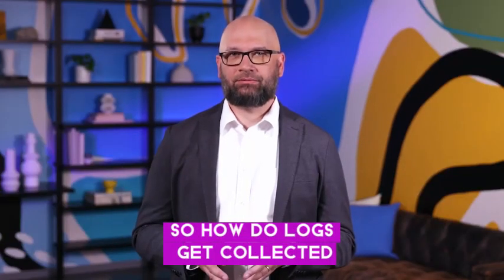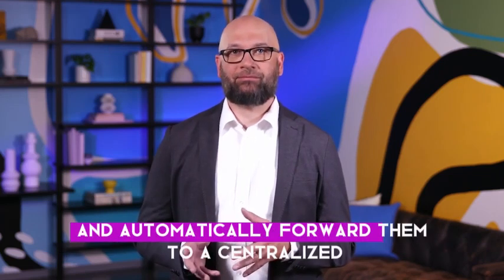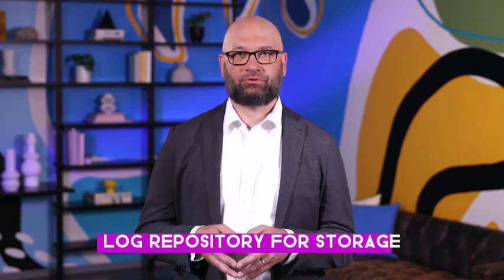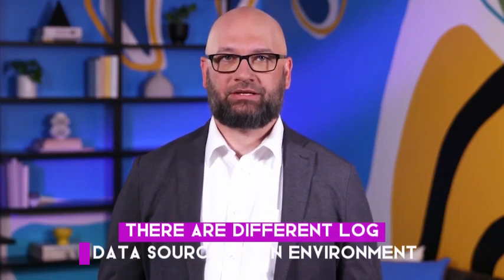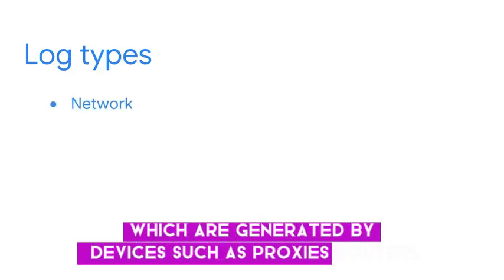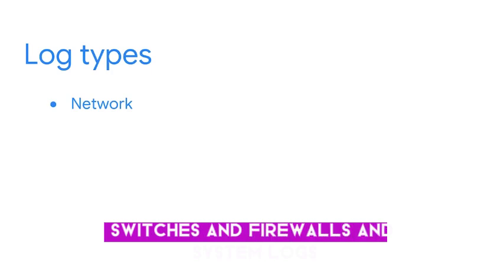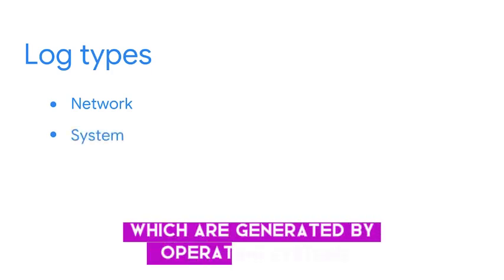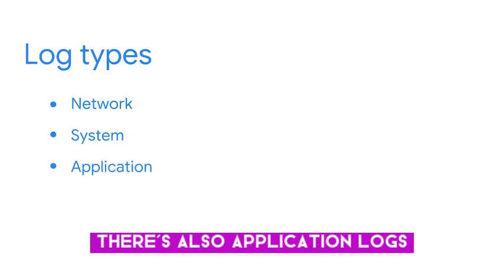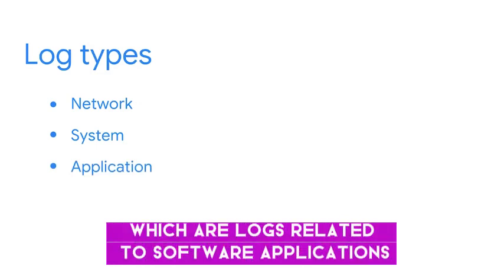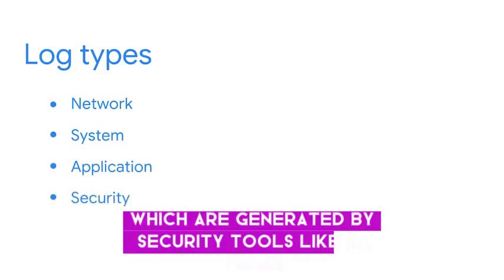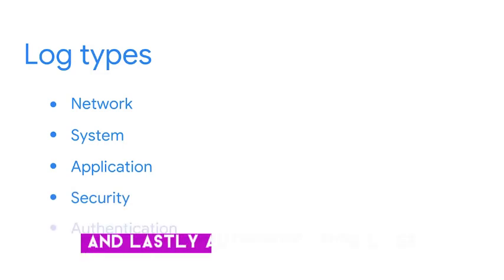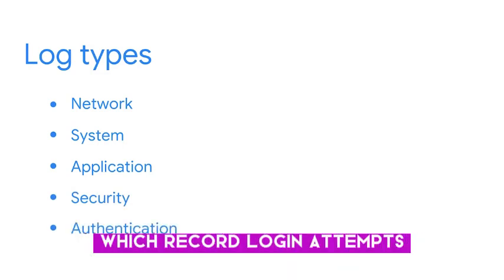So how do logs get collected? Software known as log forwarders collect logs from various sources and automatically forward them to a centralized log repository for storage. Since different types of devices and systems can create logs, there are different log data sources in an environment. These include network logs, which are generated by devices such as proxies, routers, switches, and firewalls, and system logs, which are generated by operating systems. There's also application logs, which are logs related to software applications. Security logs, which are generated by security tools like IDS or IPS. And lastly, authentication logs, which record login attempts.